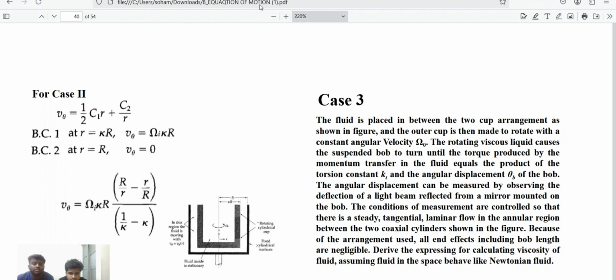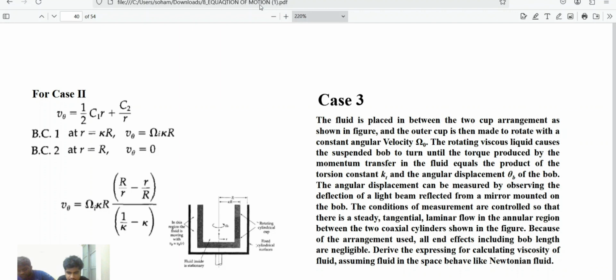Shear stress is mu times (dv theta by dr minus v theta divided by r) for a Newtonian fluid. Once the shear stress is found, the torque on the bob is the stress multiplied by the surface area and radius. Setting this equal to k t into theta b gives an equation to solve for mu.